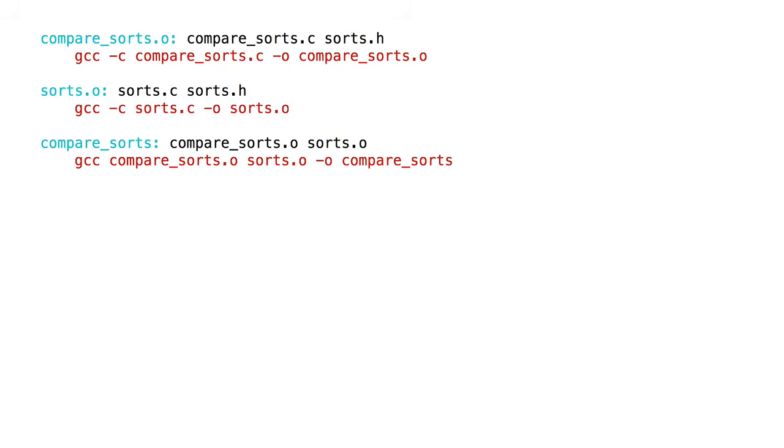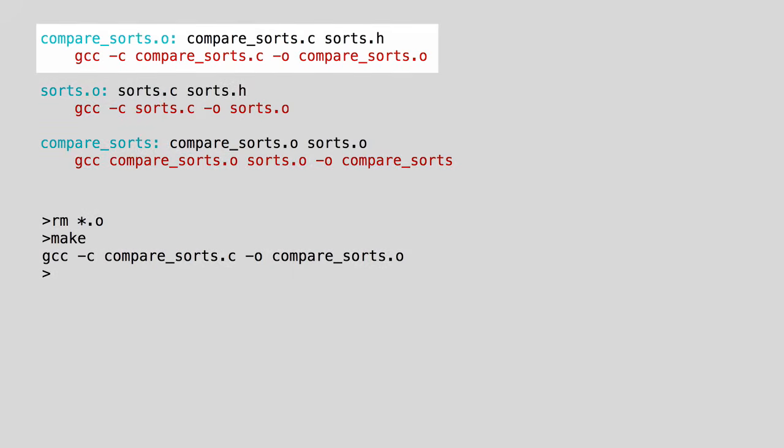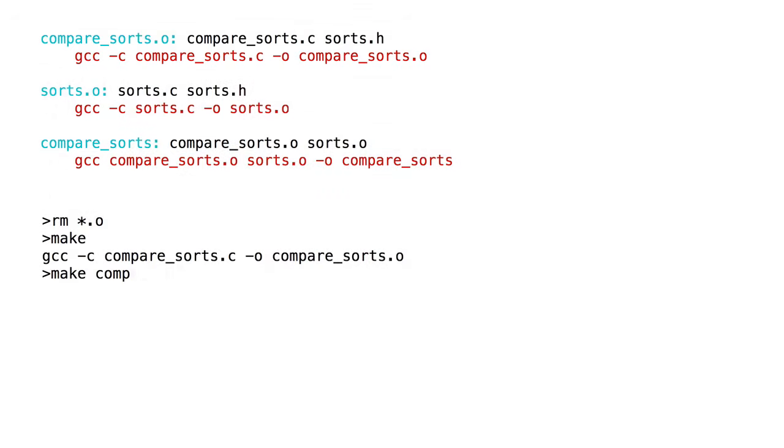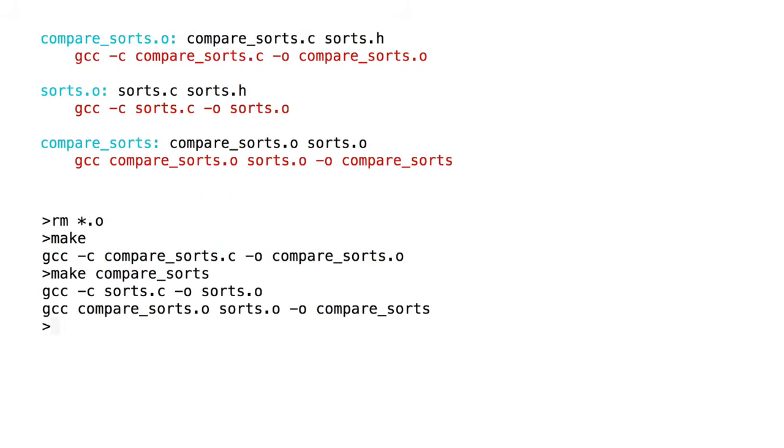Now let's see what happens when we run make. First, let's remove the object files. This should force everything to be rebuilt. But only compare sorts.o got built. That's because I have 3 separate rules with named targets in the Makefile. When I ran make with no command line arguments, make evaluated the first rule in the file. If I use a command line argument to specify a particular target, then it will evaluate that rule.